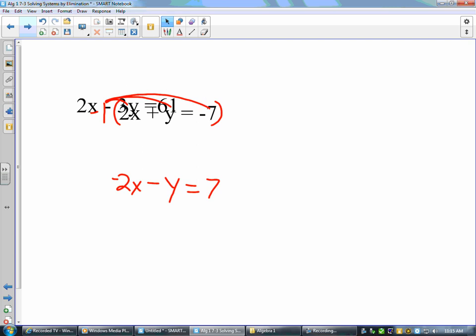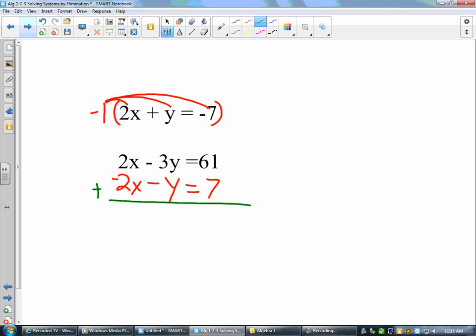Then you can take that top equation and do some adding. 2x minus 2x are 0x's. I'm left with minus 4y's equals, and 61 plus 7, remember we're adding here, is 68. And that's why we want to always add, so that it helps us with our signs. Divide by a minus 4, divide by a minus 4, y will equal, I believe it's 17.